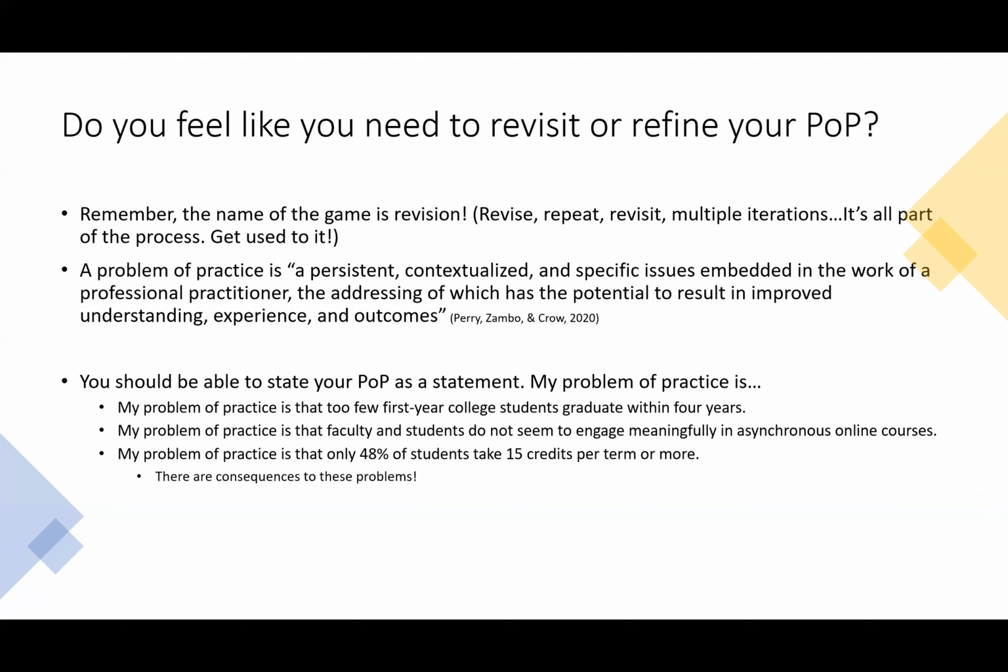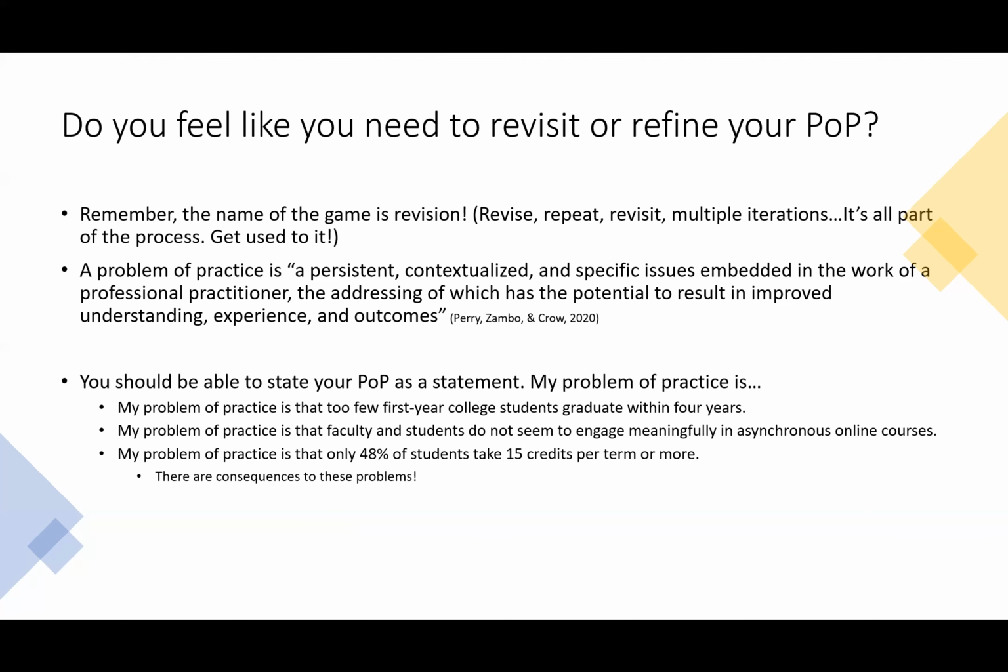It addresses what has the potential to result in an improved understanding, experience, and outcomes in your work. So if you are still vague or fuzzy on your problem of practice, or you know what you're interested in but you don't know how to state it, just finish the sentence: My problem of practice is. I wrote some examples from my actual professional work. My problem of practice is that too few first-year college students graduate within 4 years.